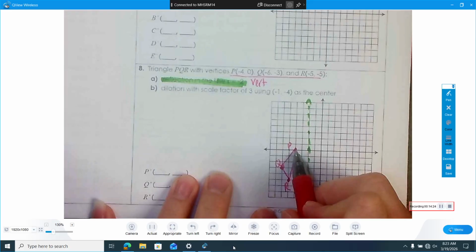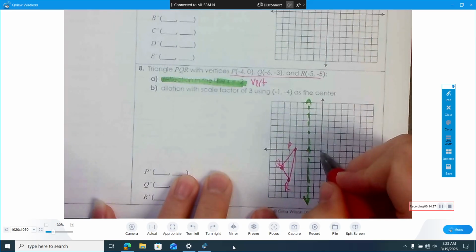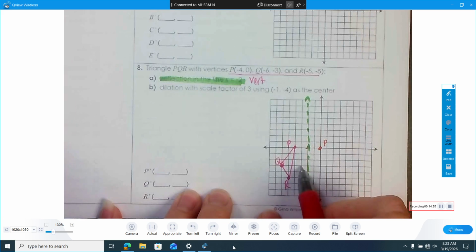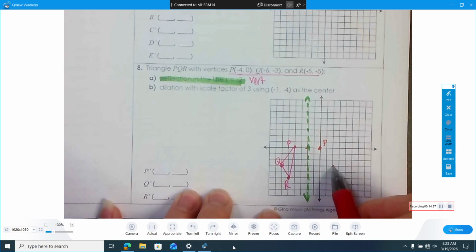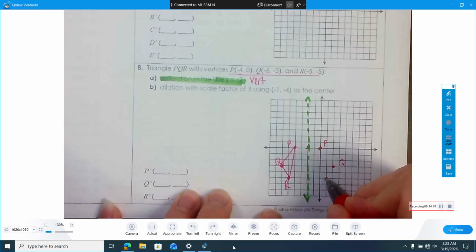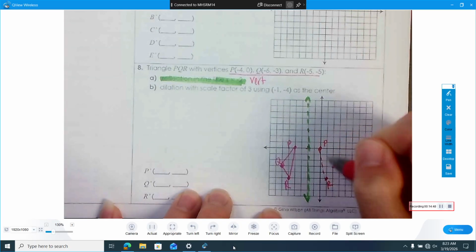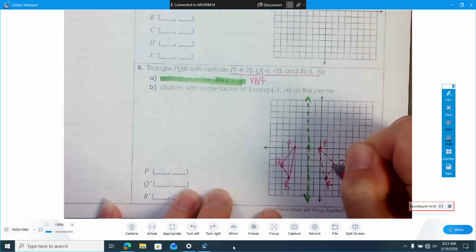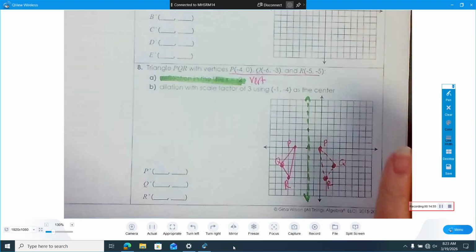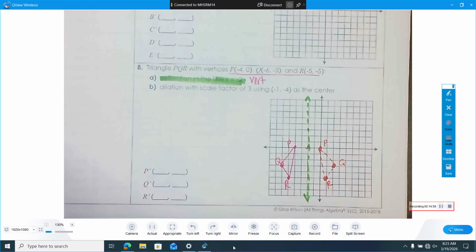And then P would go 2 units to the line. It's got to go the same distance away. So P would end up 2 units away from that line. Q has got 1, 2, 3, 4 units to get there. 1, 2, 3, 4 spaces away. So there is Q. And R has 1, 2, 3 spaces to get to the line, 1, 2, 3 spaces away from the line. So here is our little intermediate figure. PQR in between. Nice little mirror reflection on either side of that line.